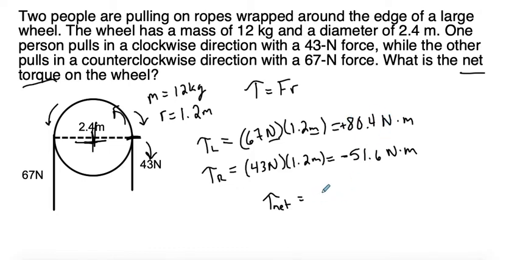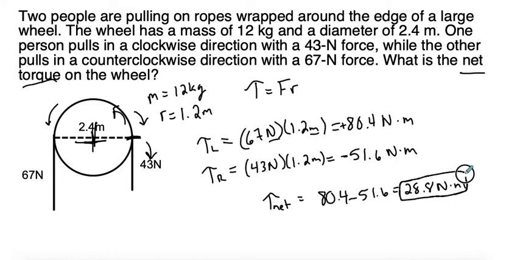To get the net torque, we're going to just add those two together, which would be 80.4 plus a negative. So 80.4 minus 51.6, and that will give us 28.8. Okay, so 28.8 Newton meters. That is the net torque.